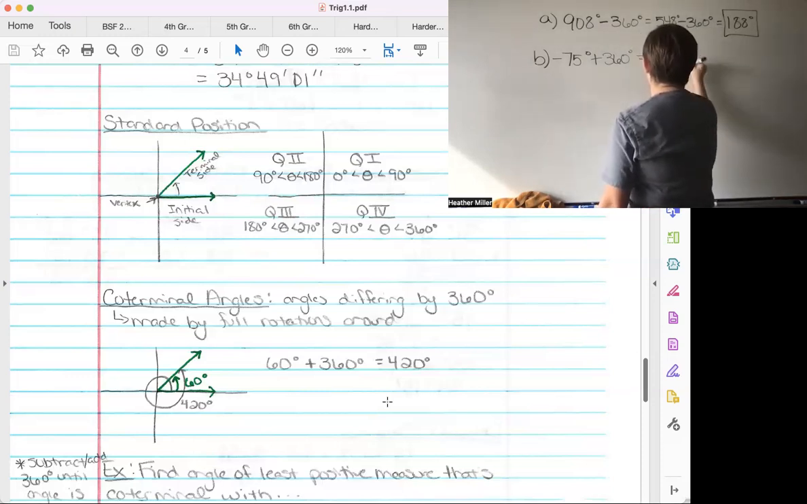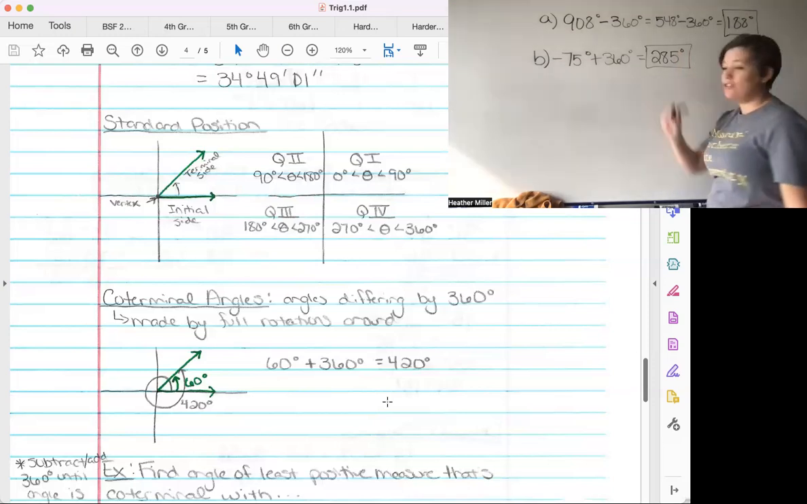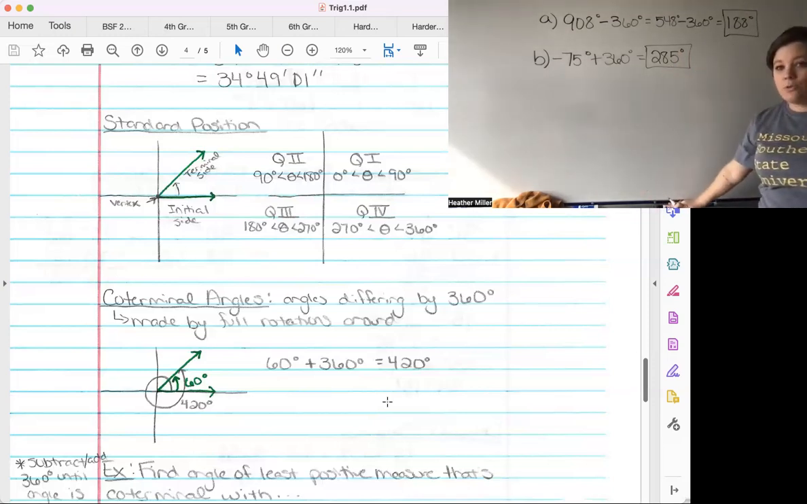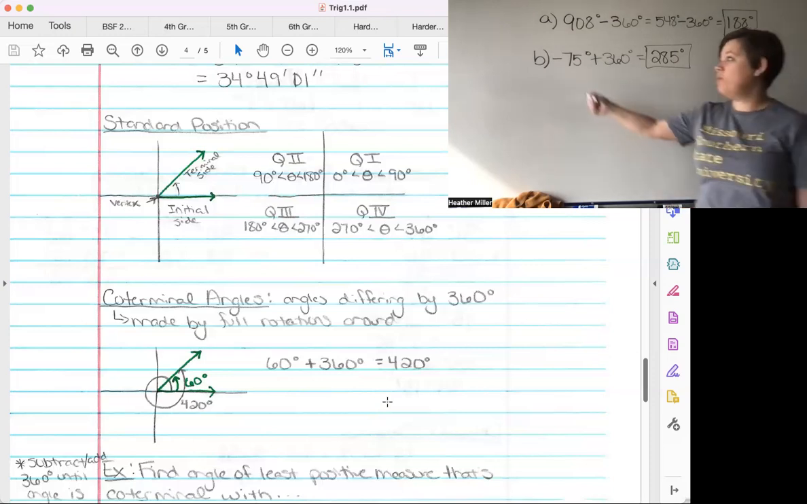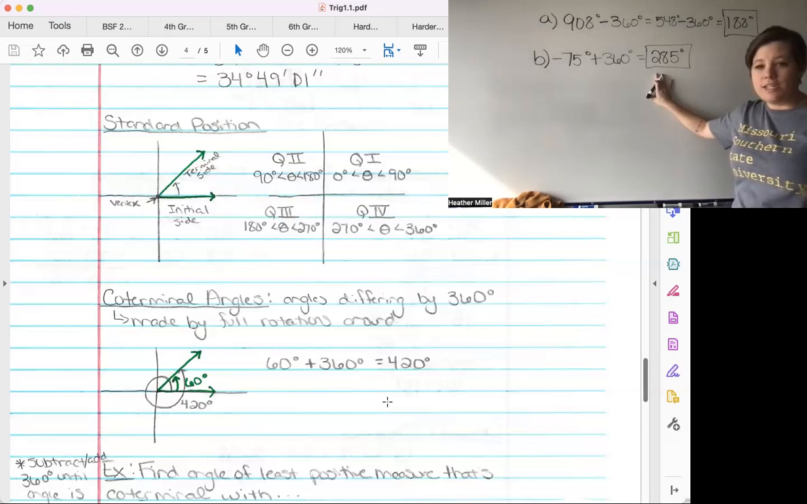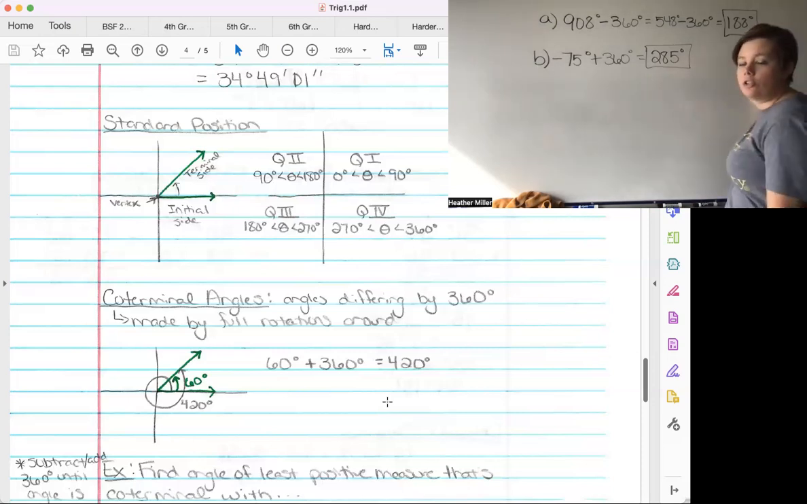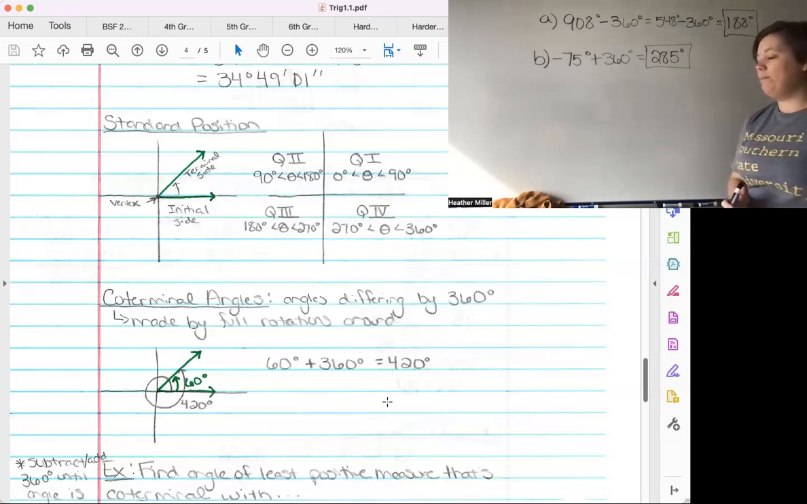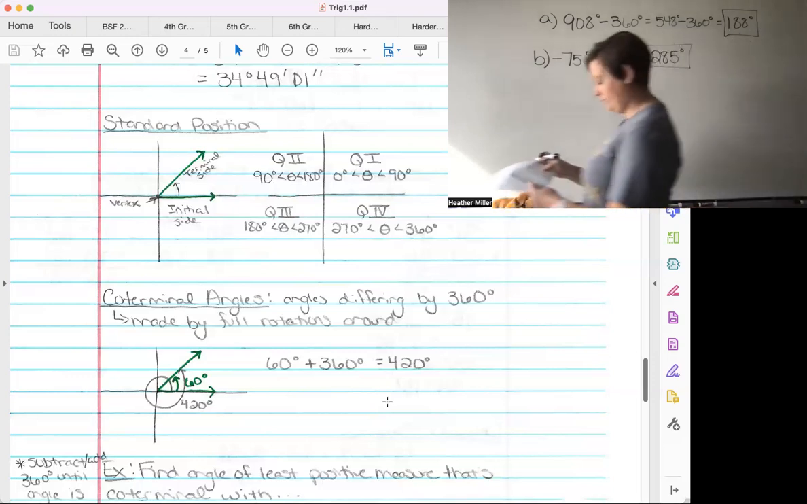285 degrees. And I actually get to stop right there because that is the smallest positive value that is coterminal with negative 75. Because if I add another 360, I get a much larger number, and that's not going to be smaller than this. So I only had to do that process once for B.